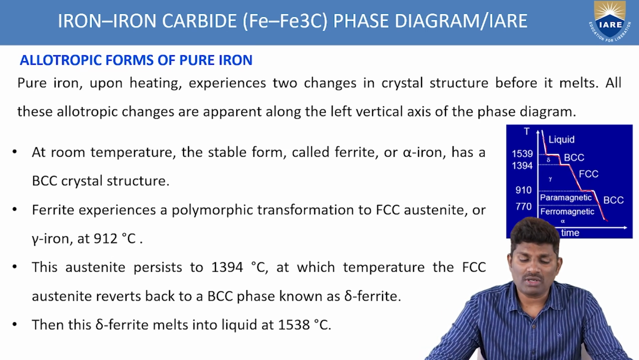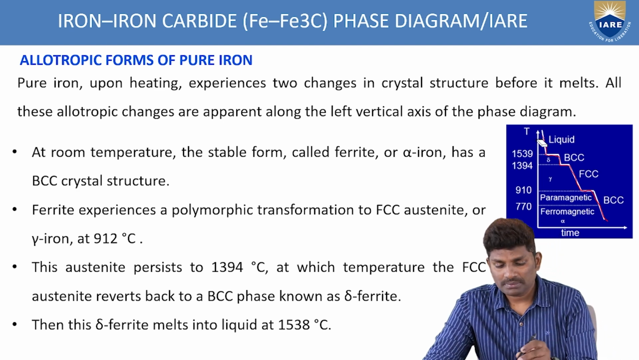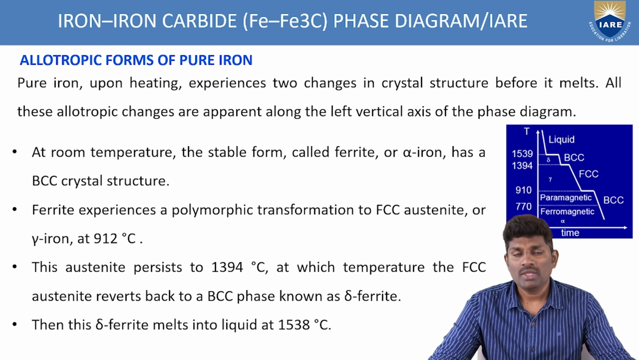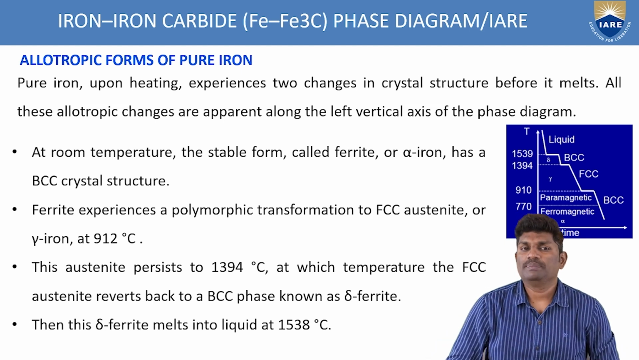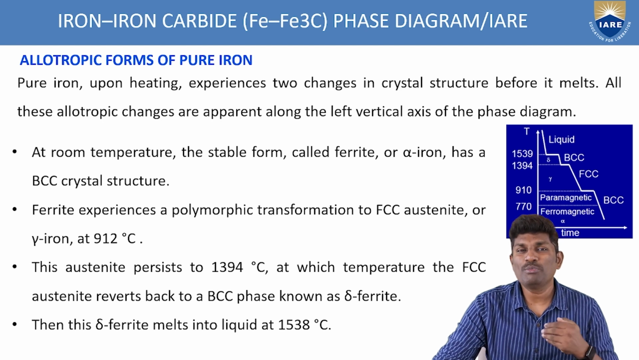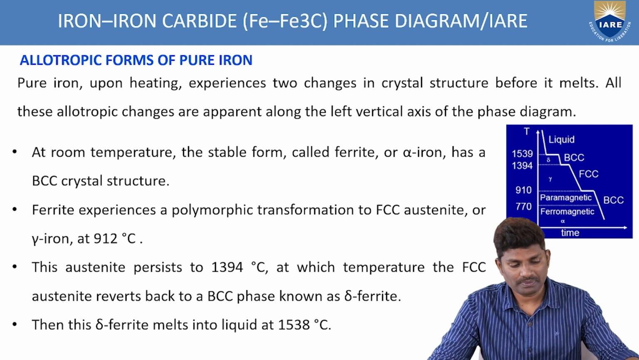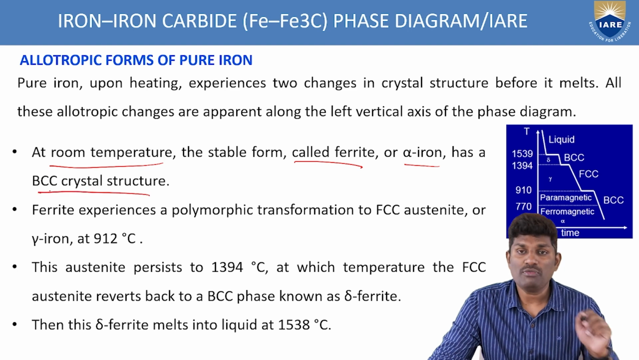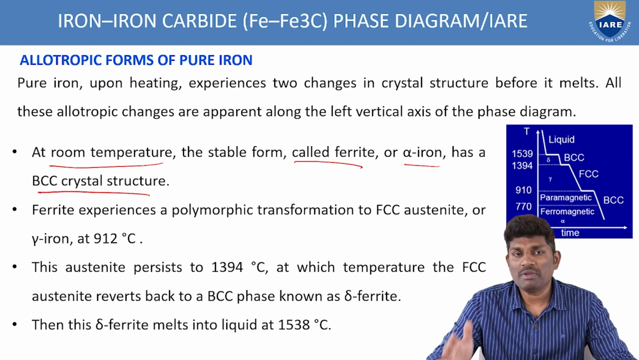At room temperature, or at the stable form, it is called ferrite or alpha iron, which has a BCC type of crystal structure. Now we are heating this pure iron. During this heating process, what is the initial state? At room temperature, at normal temperature, this pure iron is called ferrite. At room temperature, which is the stable condition, it is called ferrite or alpha iron, which has a BCC type of crystal structure. This we have to remember very carefully.